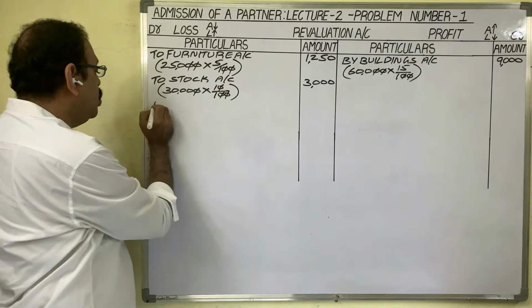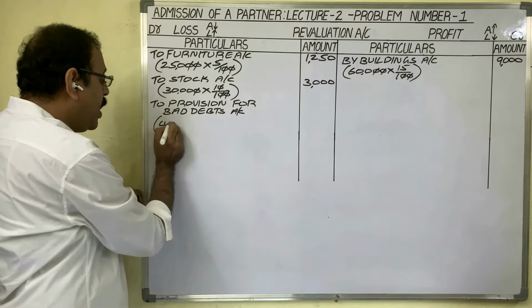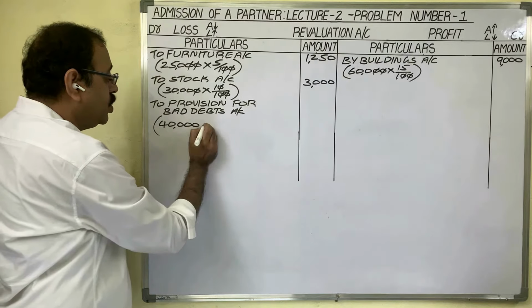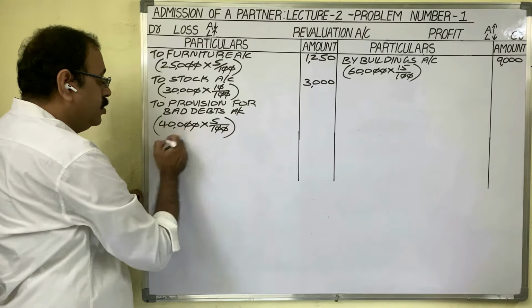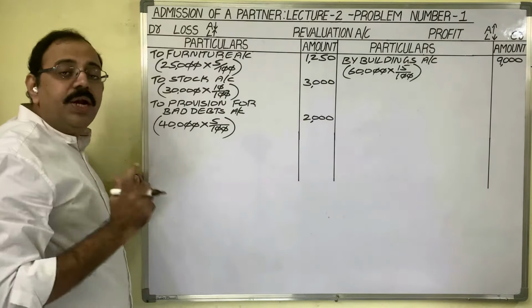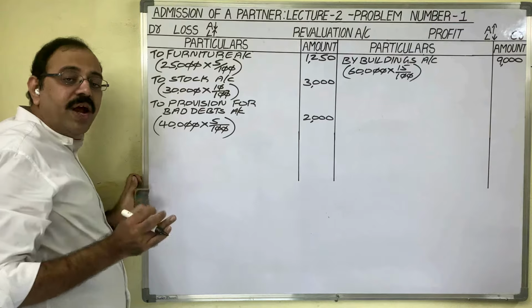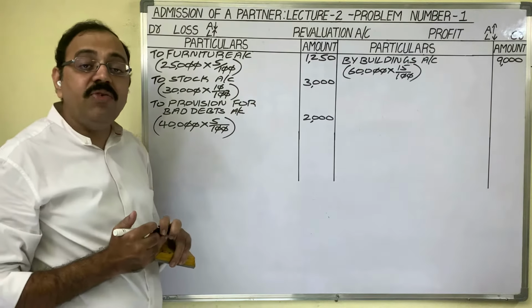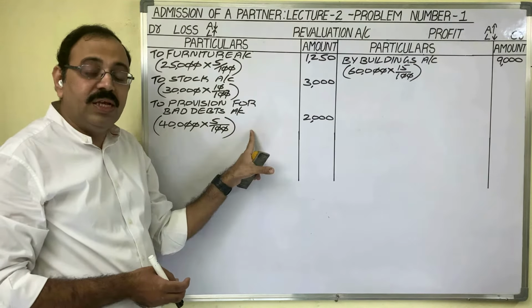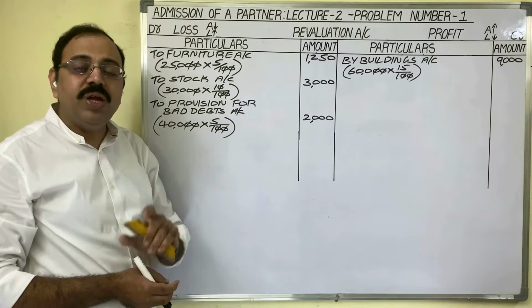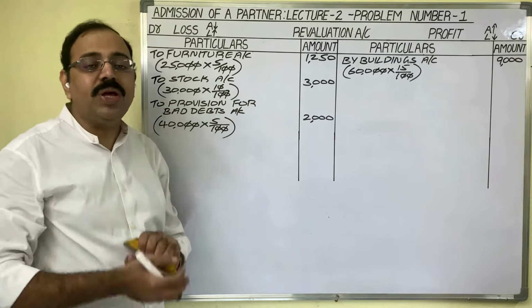What to write? To provision for bad debts account. Show the calculation here. In old balance sheet, debtors value is given as 40,000 rupees. And 5% provision we have to provide on that. 2,000 rupees. So related to revaluation account, all adjustments we have considered. Now finally, we have to find out the profit or loss in revaluation of assets. Only assets value increase and assets value decrease. This information is available in the question.